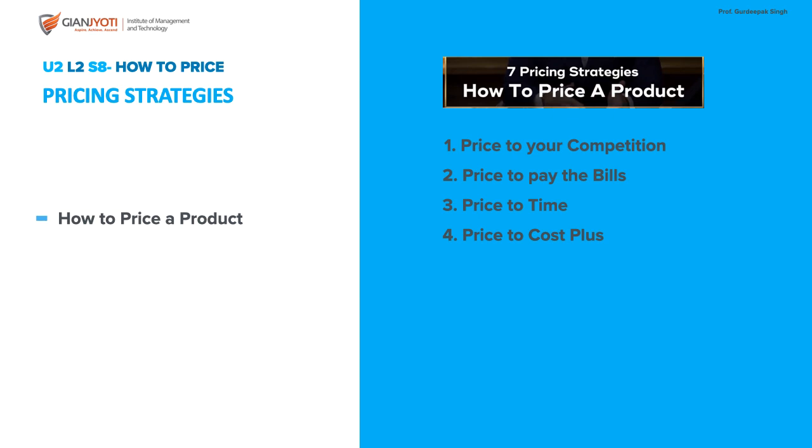I would like to talk about the fourth strategy, which is price to cost plus. Price to cost plus is that you identify the cost and you put a margin, and that becomes your price. And a lot of sectors use that, and especially in the construction sector, this is being used.